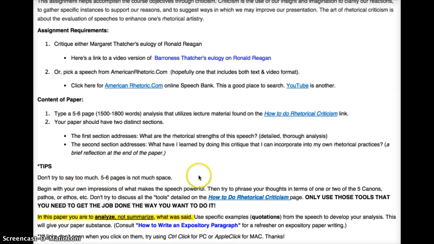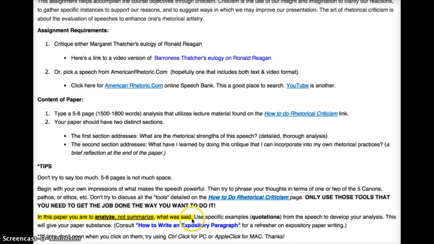So my basic tips are, don't try to say too much. 5 to 6 pages is not much space, but instead begin with your own impressions of what makes the speech powerful. Try to phrase your thoughts in terms of one or two of the 5 canons, or maybe one or two of the appeals, like logos and pathos, or pathos and ethos, whatever. But what you don't want to do is try to discuss everything, because then that gives you a paper that has lots of breadth but not very much depth. I'm looking for depth, not so much breadth. And so pick out those tools that you need to get the job done the way that you want to analyze the speech.